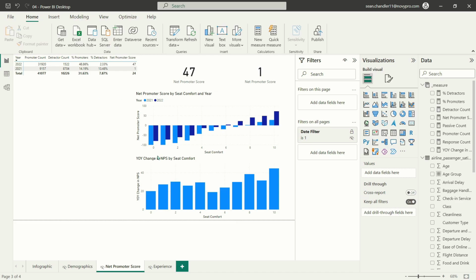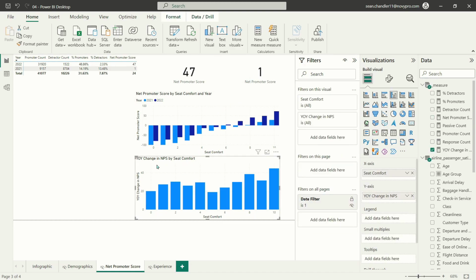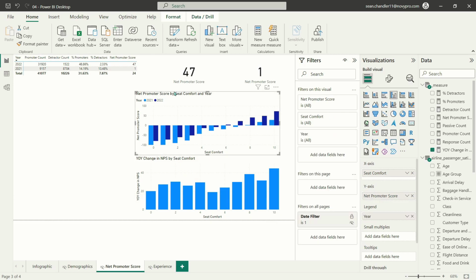So let's go ahead now and get to, now that we've got a couple of base visuals laid out, including some cards that we can use to really highlight the difference between 2022 and 2021 Net Promoter Score at a very high level. Let's go ahead and build in some field parameter functionality to help give us some flexibility with these two visuals. Again, these two visuals are intentionally very, very similar.